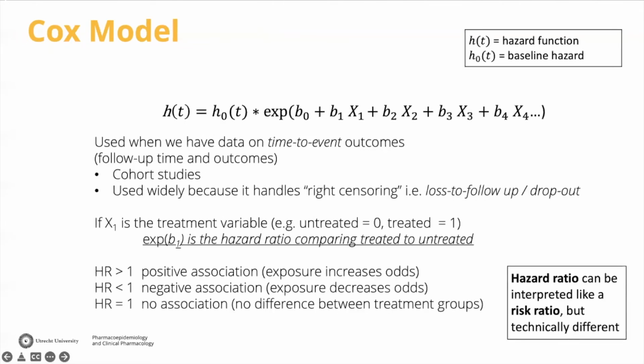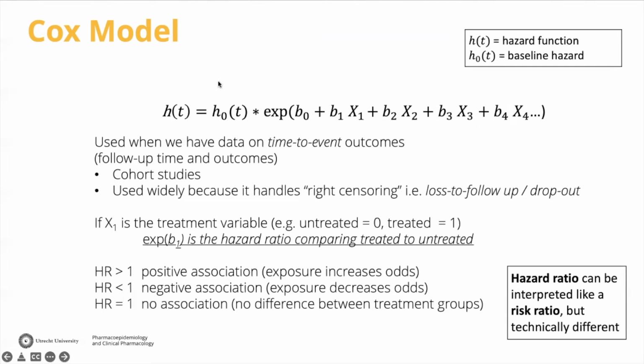Another important model, and this is the most commonly used model in most pharmacoepi studies, is a Cox proportional hazards model, and it's used when you have time to event data. So you have whether you've experienced an event, yes or no, as well as the follow-up time for each individual. It's typically used in cohort studies. Again, we tend to use these models because they account for loss to follow-up and people leaving the risk set, and account for the fact that not everybody is followed for the same length of time.